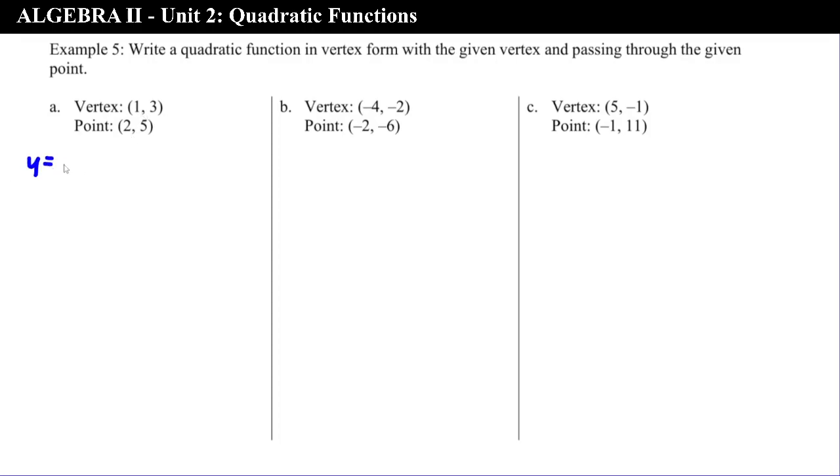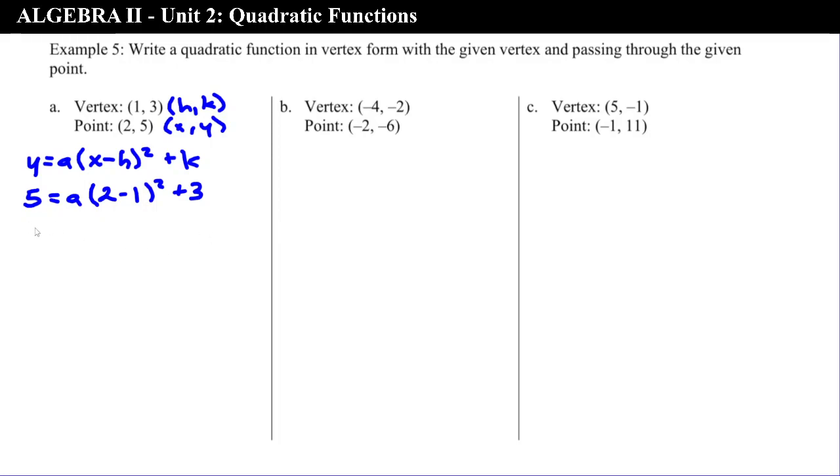So let's start off by writing what vertex form looks like. It's y equals a times (x minus h) squared plus k. From here, our vertex gives us h and k, and our point gives us x and y. So y here would be 5. a is what we're solving for. x would be 2, h would be 1, and k would be 3.